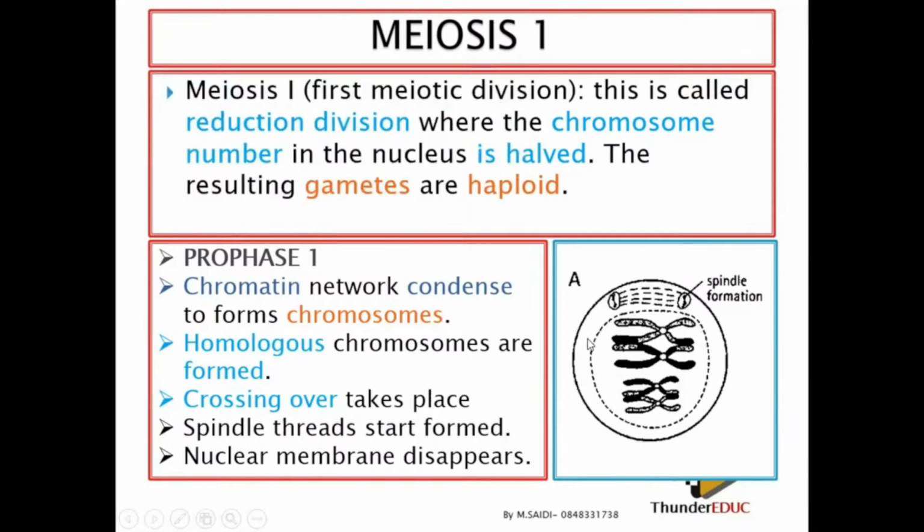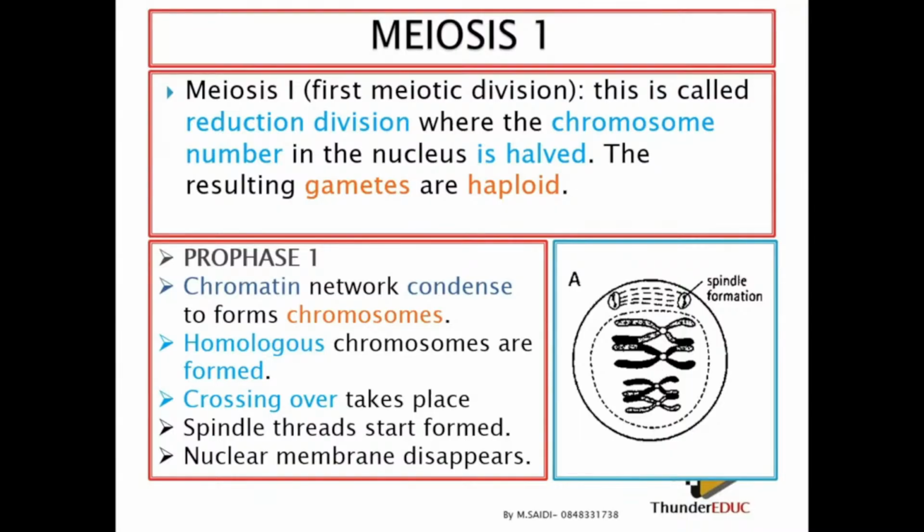And then the centrioles start to move to opposite poles. As they move, the spindle starts to form. So once you see something like this, where they have crossed like this, you just know that yes, this is prophase. Why? Because homologous chromosomes are crossing over. We don't have crossing over anywhere else except in prophase I.